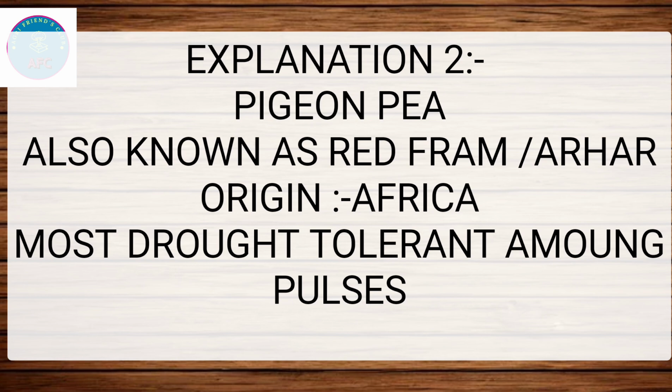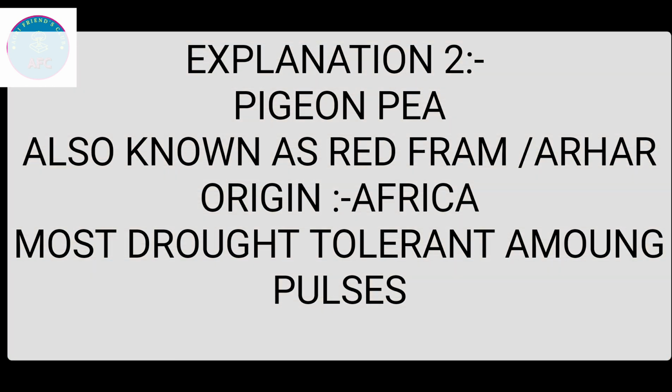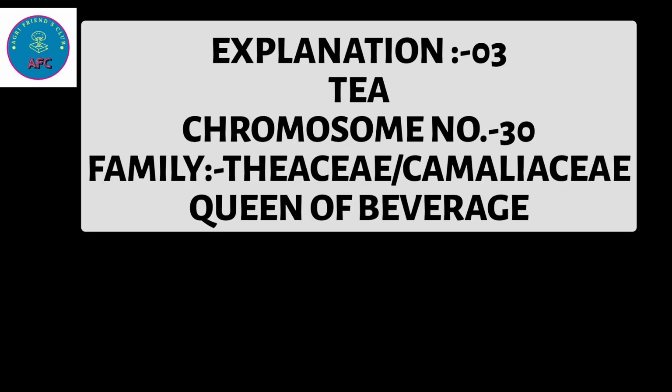Now moving on to the next crop, that is pigeon pea. Pigeon pea is also known as red gram, arhar or tur. The ratio of grain to stalk in pigeon pea is 1:7. This we have already discussed in our question session. Pigeon pea is the most drought tolerant crop among the pulses and the origin of pigeon pea is Africa.